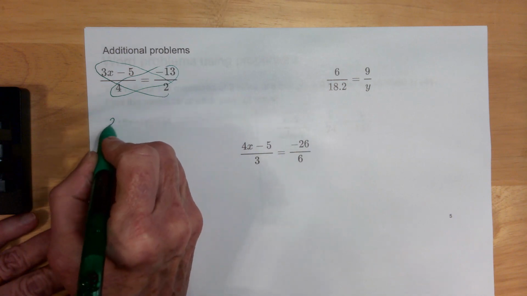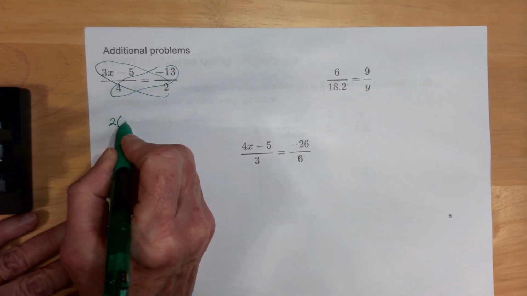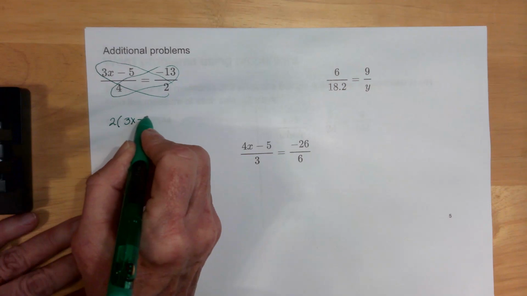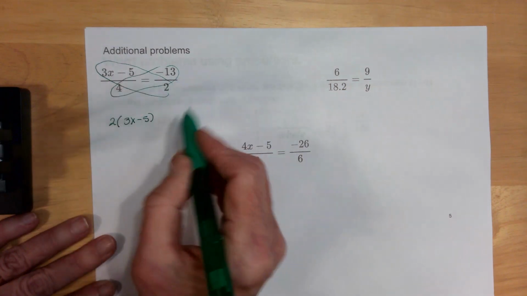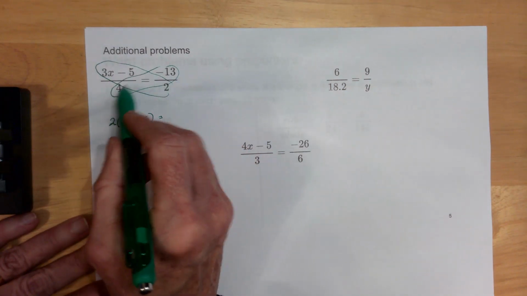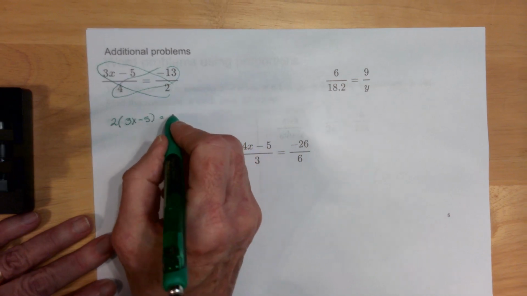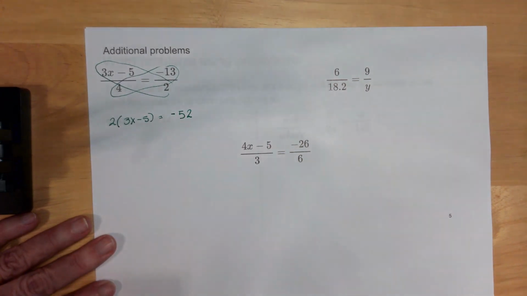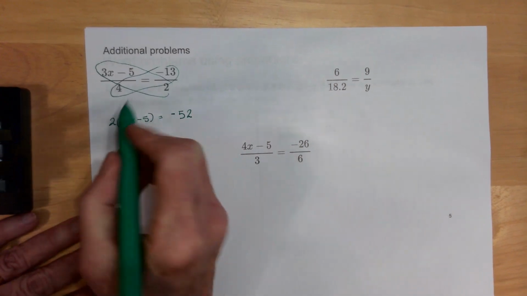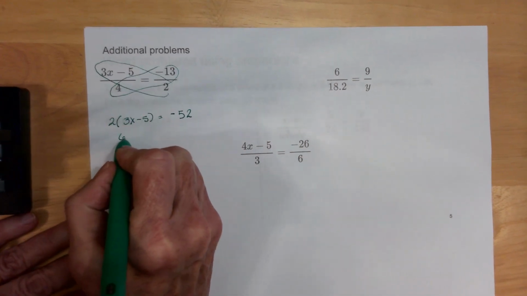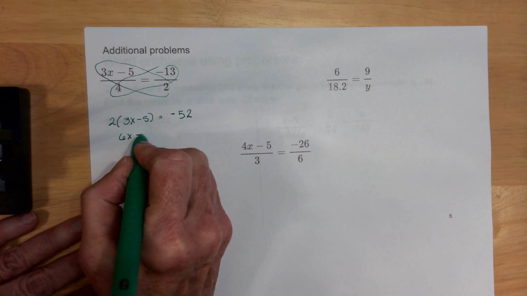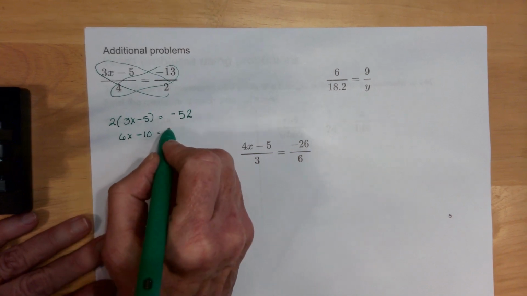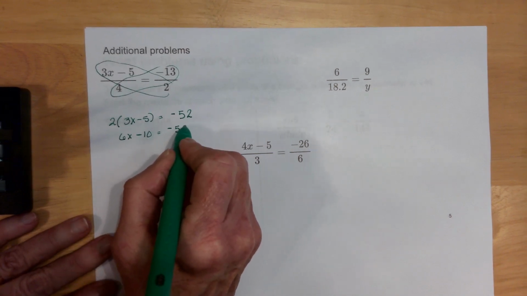So on one side I have 2 times 3x minus 5. This times this. And on this side I have 4 times 13, which is 52. So I have to do the distributive property here. So I have 6x minus 10 equals 52.